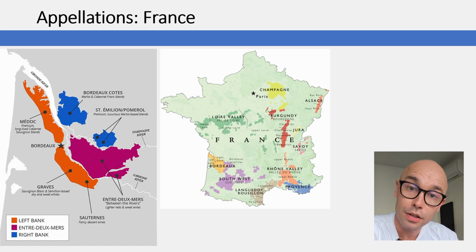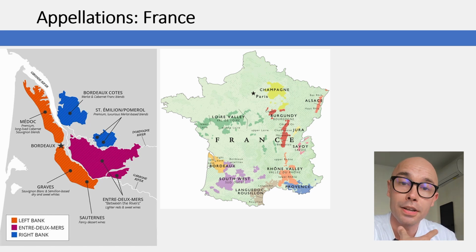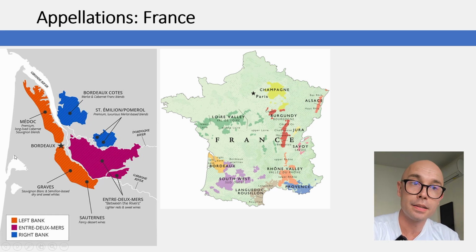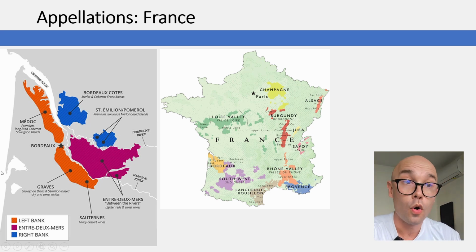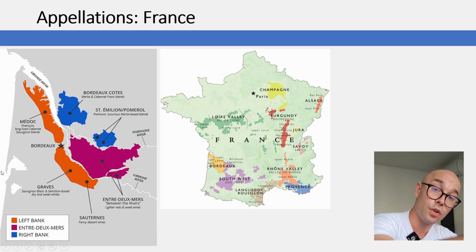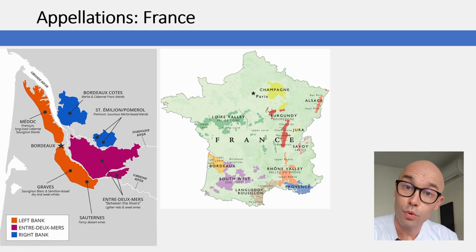Why is it more Cabernet dominated? It is because Cabernet needs a warmer climate than Merlot. And what makes a warmer climate on the left side is the proximity to the ocean, to the Atlantic Ocean. The warm Gulf Stream that comes from Central America has a much bigger influence on the left side than it has on the right side of Bordeaux. So it's warmer on the left side.